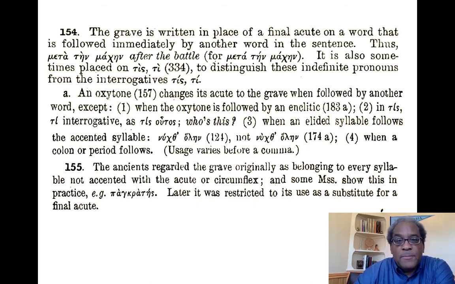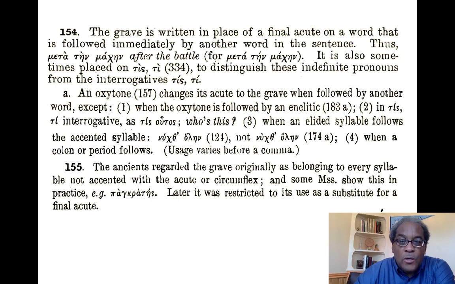It is also sometimes placed on tis or ti to distinguish the indefinite pronouns from the interrogatives, tís, tí. Now, reading A, the oxytone changes its acute to a grave when followed by another word, except, number 1, when an oxytone is followed by an enclitic, and so we'll get to that. Number 2, tis, ti, when they're interrogative. So tís hoûtos, who's this? And 3, when an elided syllable follows an accented syllable.